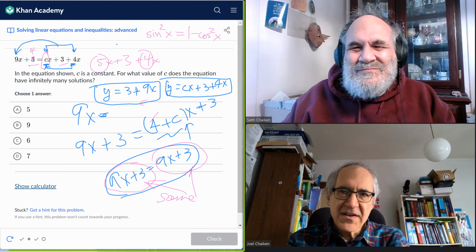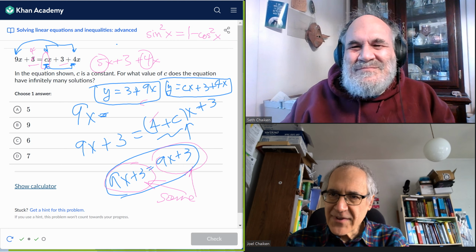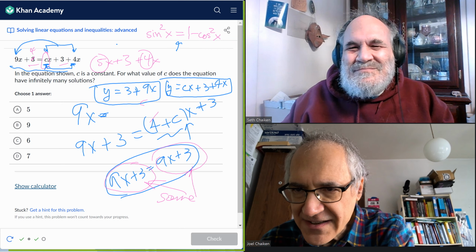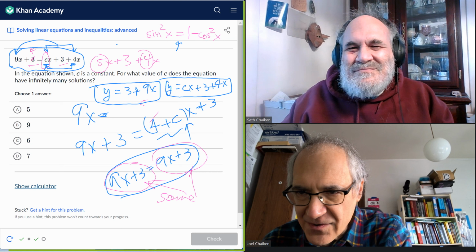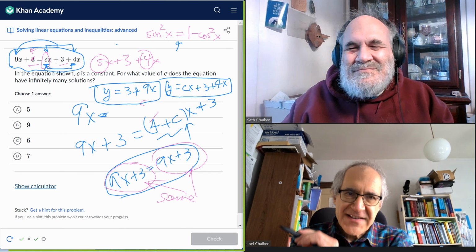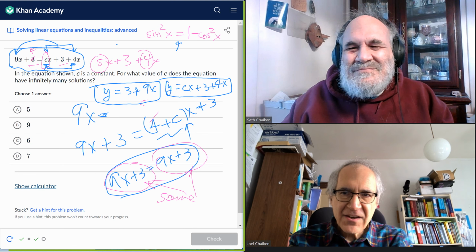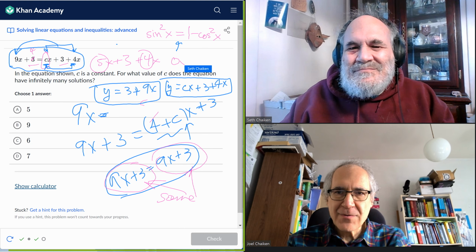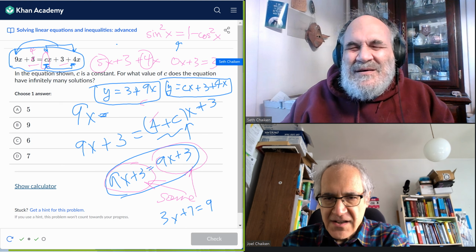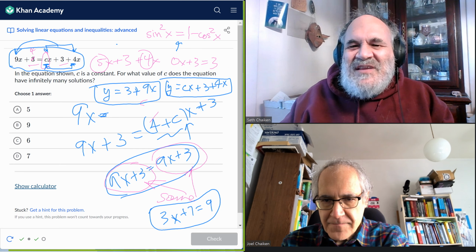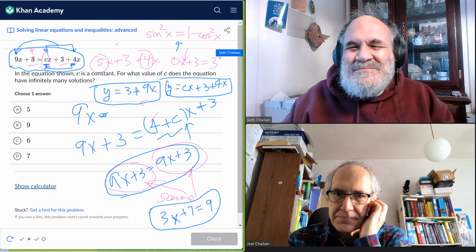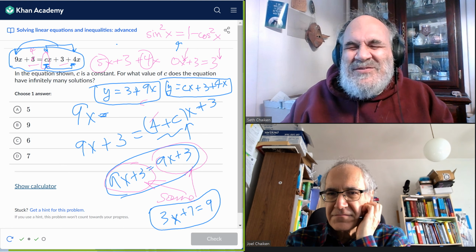Going back to the linear side, you get weird things like infinitely many solutions or no solution only when there's an x on both sides. If there's not an x on both sides, then you can always solve the equation, like 3x plus 7 is 9.